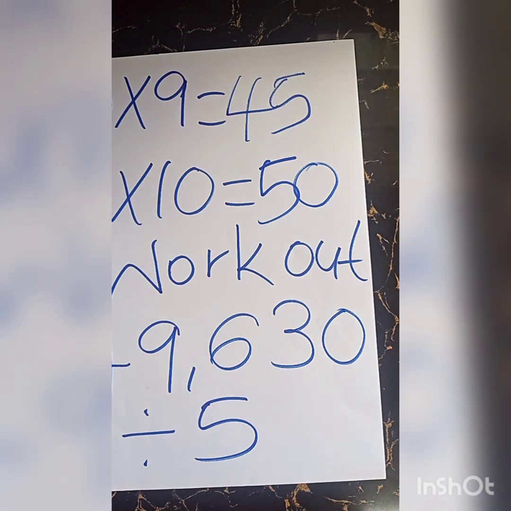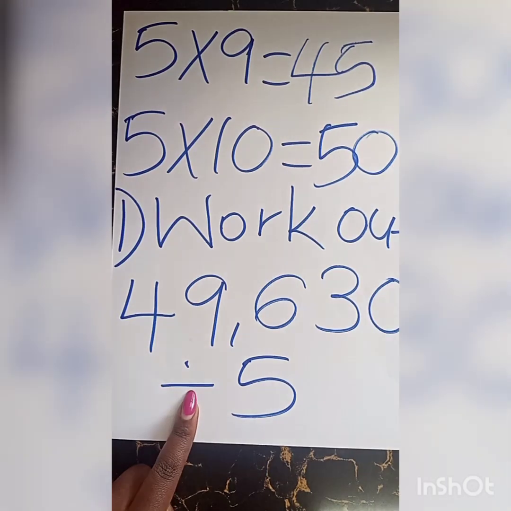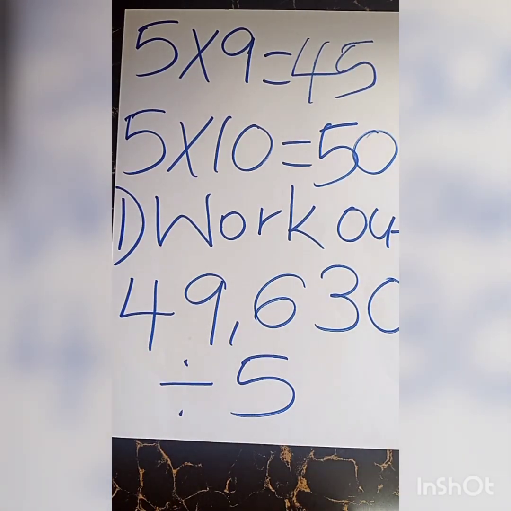So as usual, I'll leave you with one question for practice. Work out this: 49,630 divided by 5. That's basically it. Math is quite easy and fun, right?